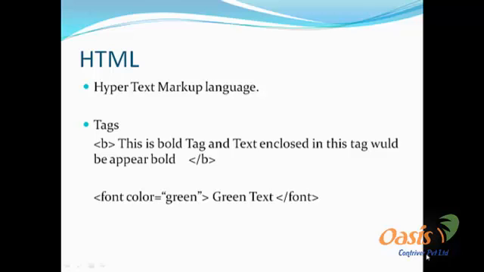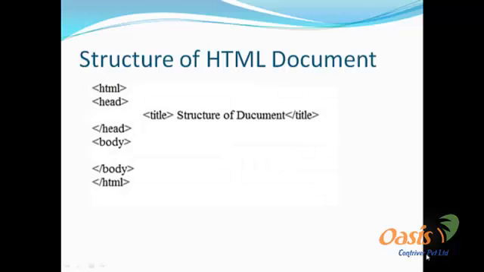For example, here we want to give color to the text. So we have to write color attribute in the font tag and we have to give property of the attribute. So we are giving green to our color. So this text will be displayed in green color. Now let's see structure of the document.